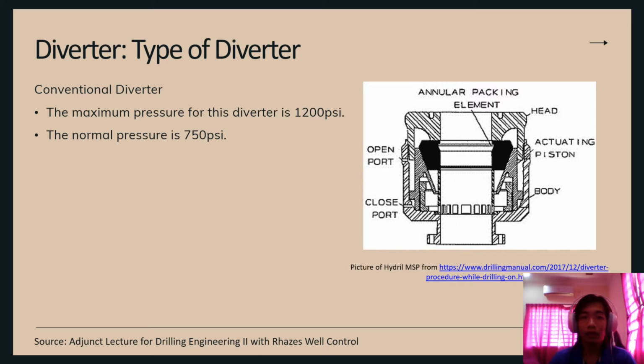Now the first type is the conventional diverter. As can be seen from the example picture from the side, this is the conventional diverter, and the maximum pressure that this diverter can handle is 1200 psi and the normal pressure of 750 psi.